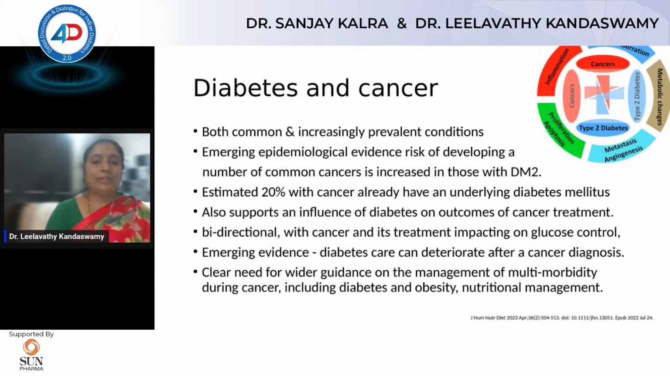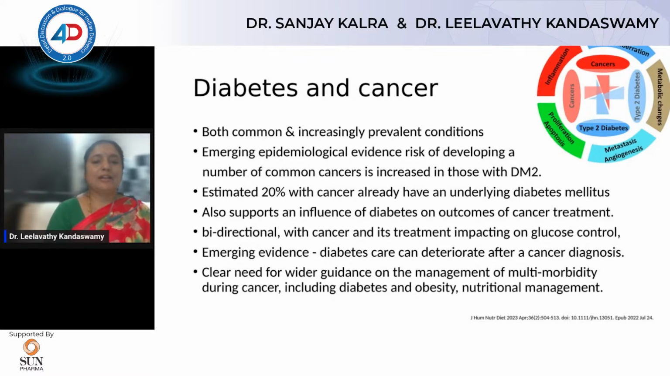This is again an emerging field, diabetes and cancer. Both are increasing, and we have more emerging evidence that the risk of developing a common cancer is increased in people with diabetes. And also 20% of the patients with cancer already have underlying diabetes mellitus. So both these conditions influence each other.